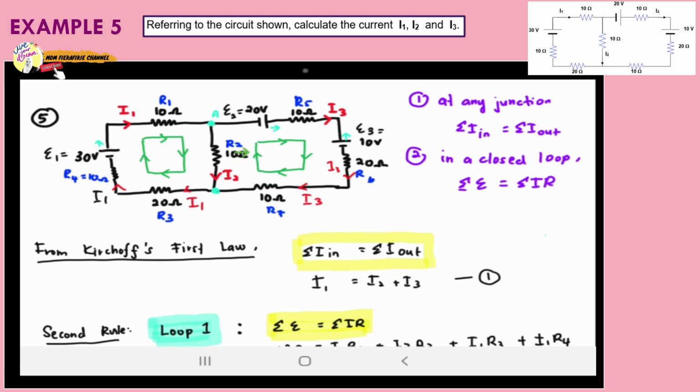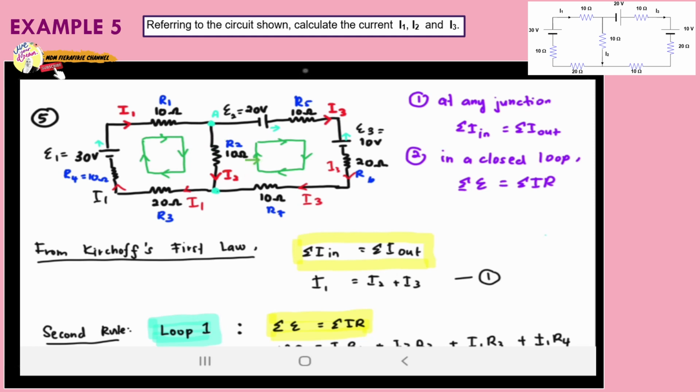But for R2, for the second loop, we have another case. The current that flows through R2 is I2, right? But the direction of I2 is downward, while here the loop is upward. So they are in opposite directions.